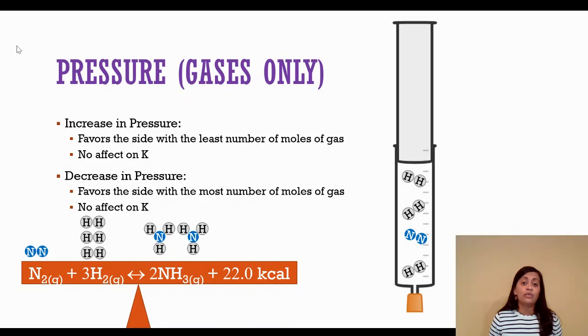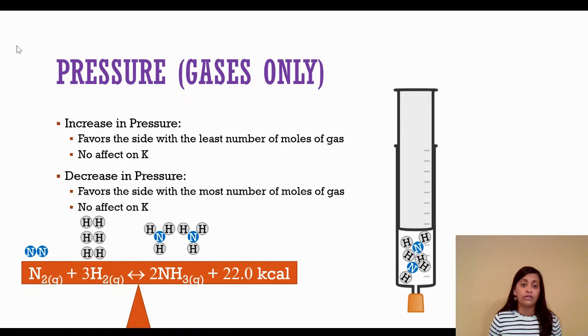If we increase the pressure in this case, we're decreasing the volume. We're going to favor the side again with the least number of moles. That shows you that it's NH3. Just to repeat myself, for N2 you have 1 mole, and 3 moles of H2. So you have a total of 4 moles on the left-hand side, and a total of 2 moles on the right-hand side.